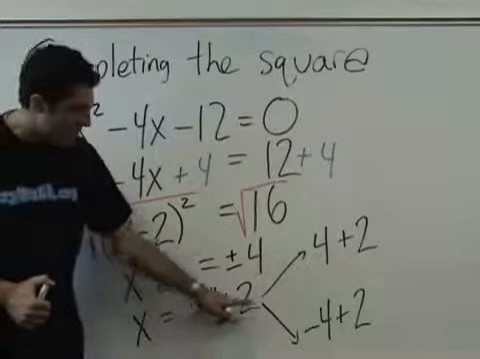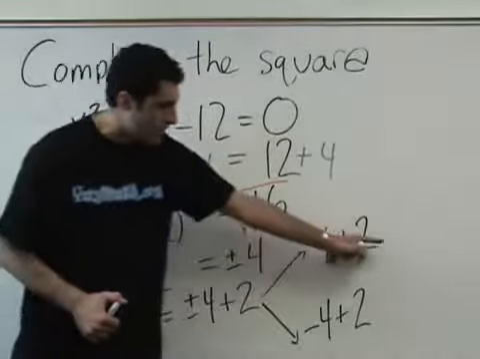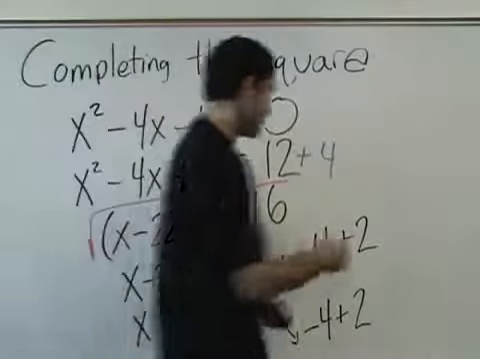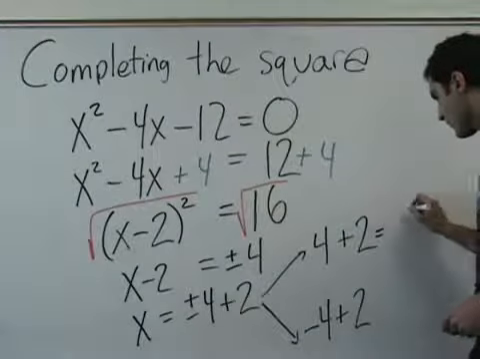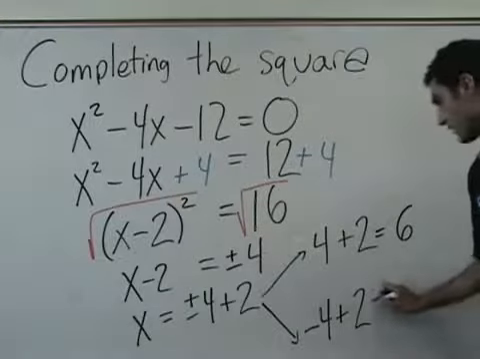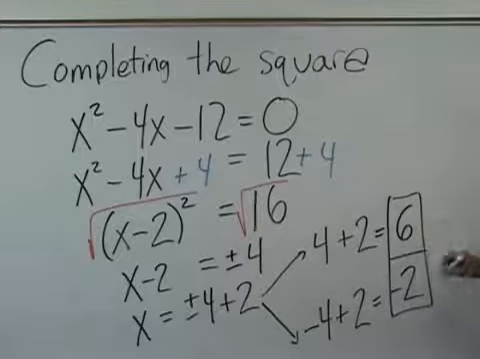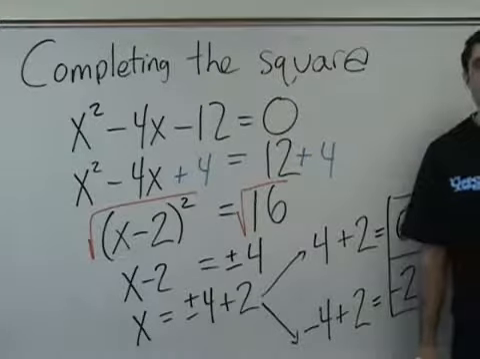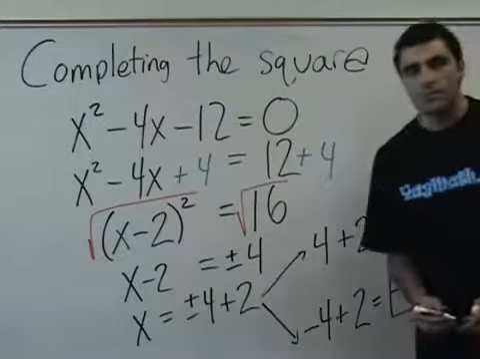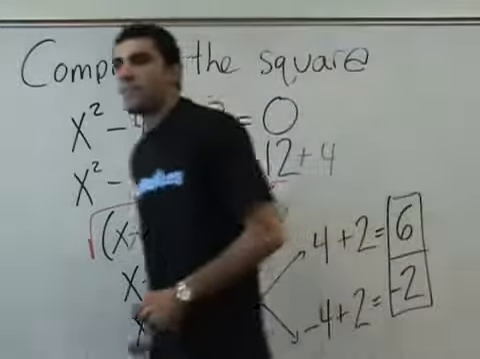So from this answer we get two paths. What is 4 plus 2? 6. And what is negative 4 plus 2? Negative 2. So these are our two answers. x equals 6 and x equals negative 2. Do we have to write that? Box both, however you want to do it.